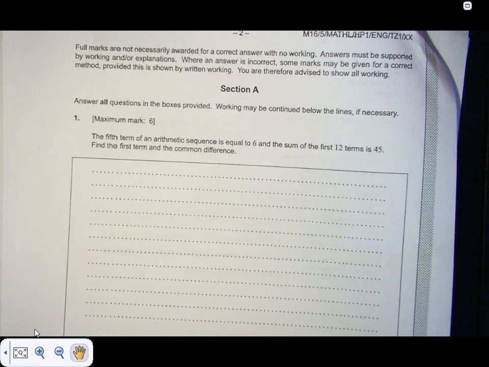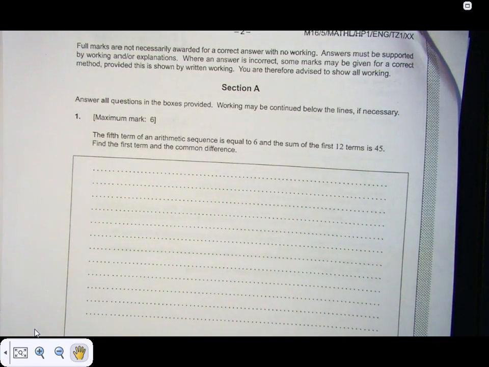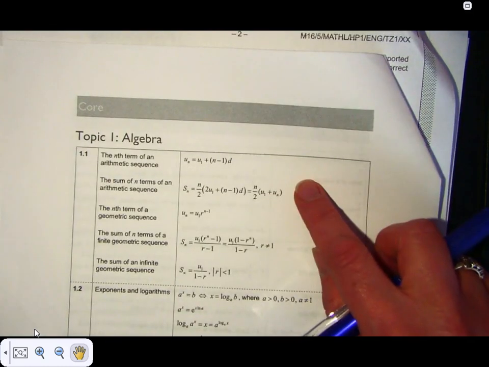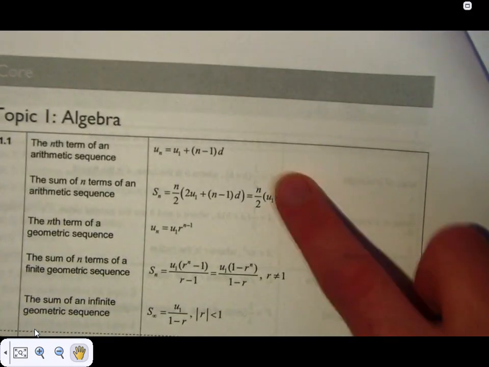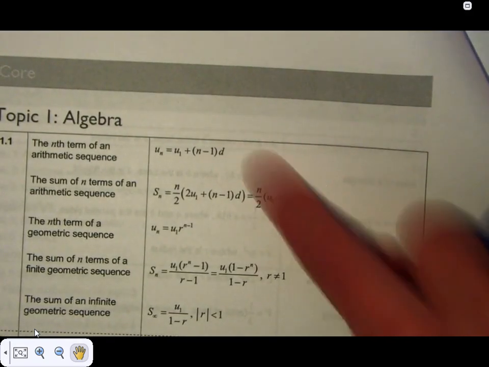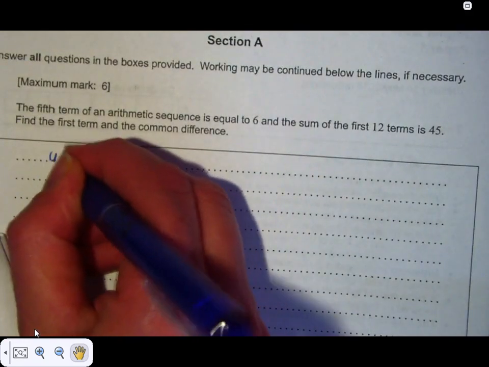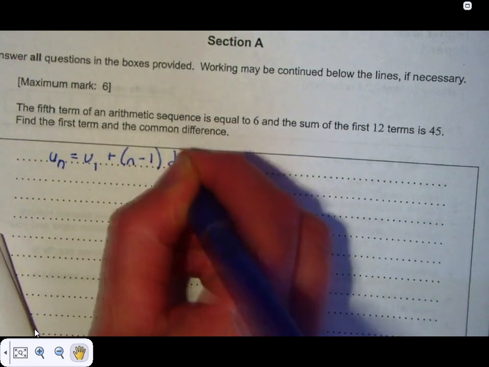So as soon as you see arithmetic, get your formula sheet out. Frankly, I would be happy if you had your formula sheets out right now so you could familiarize yourself with this. So you see arithmetic sequence, you go over here, and there are my arithmetic sequence formulas. You're going to be using some combination of these. You could go ahead and write them down. I won't need all of them, but I'll write them down so we can see what would be useful.